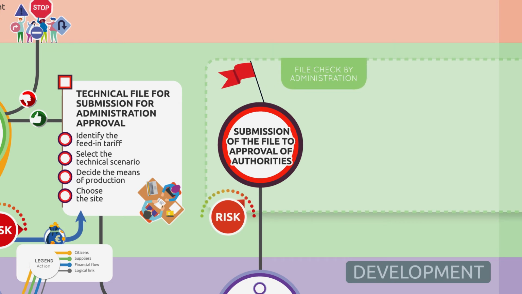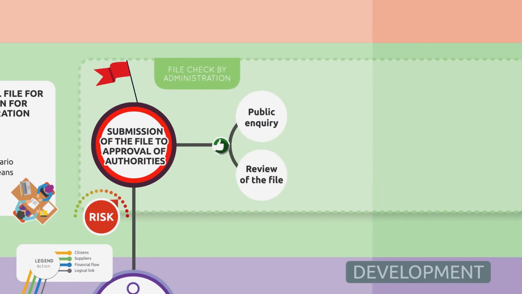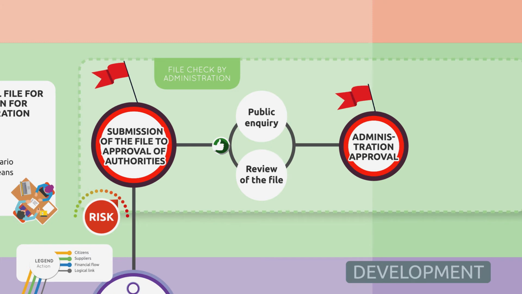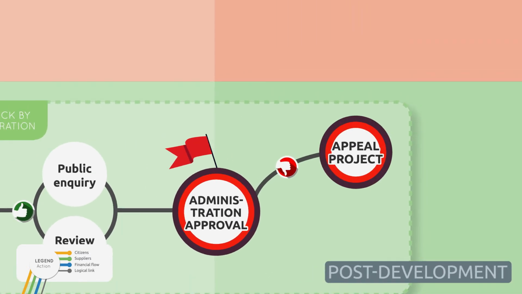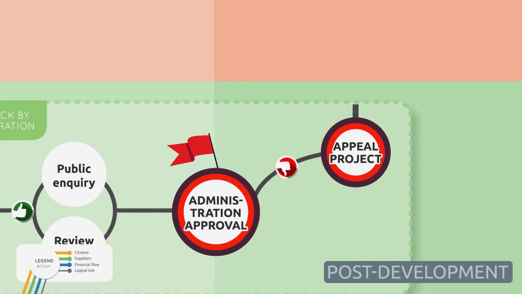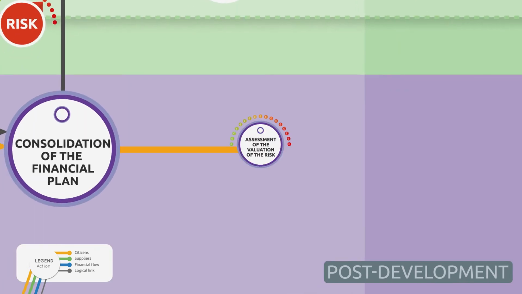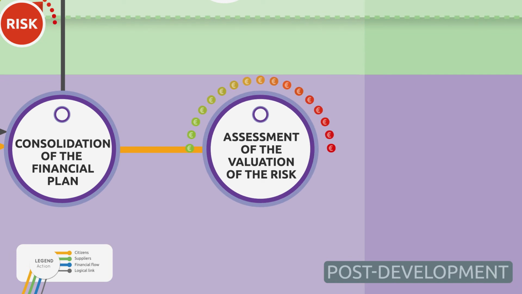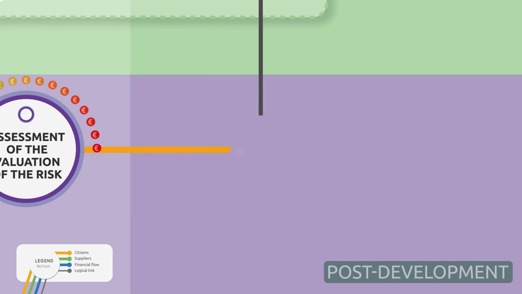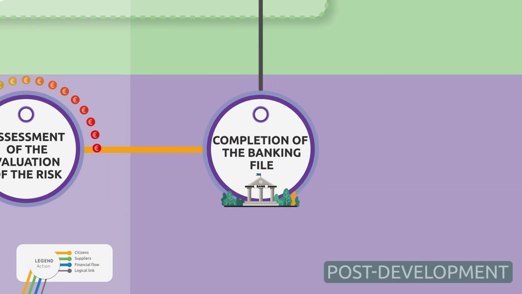To receive the approval, this section involves technical activities such as the public inquiry and the review of the file. Communities will be able to receive masterclasses that will help them set up a business plan as well as getting through the development maze while going through an in-depth valuation assessment of the risks. The community can appeal the project if the administrative approval isn't given. This will then lead into the completion of the banking file.